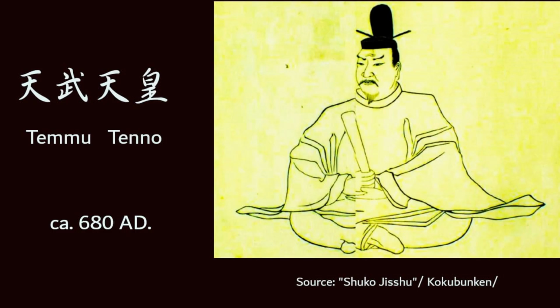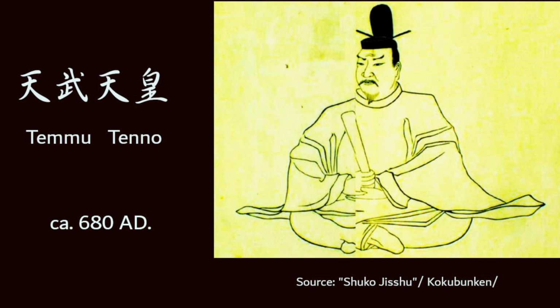In the late 7th century, a coup d'état took place in a struggle for the succession of the emperor. The victor ascended the throne as Temu Tenno, that is, Emperor Temu. Under him, the imperial family assumed real power. At this time, the name Tenno, that is, emperor, was now officially established. The name of the country of Japan was also officially adopted.